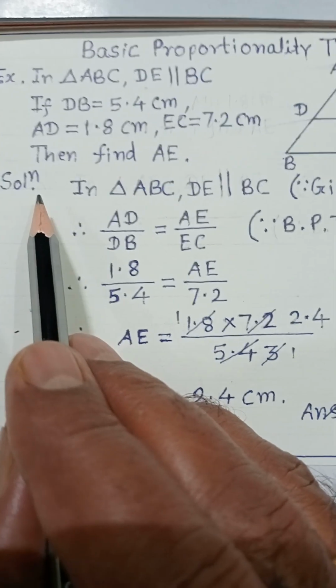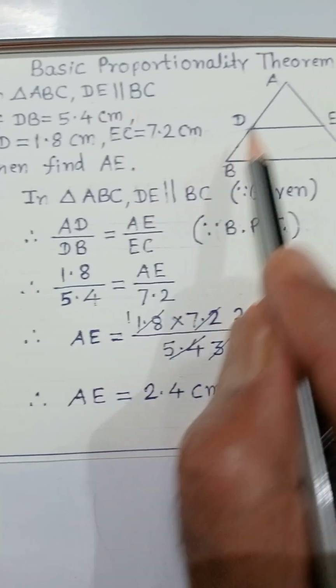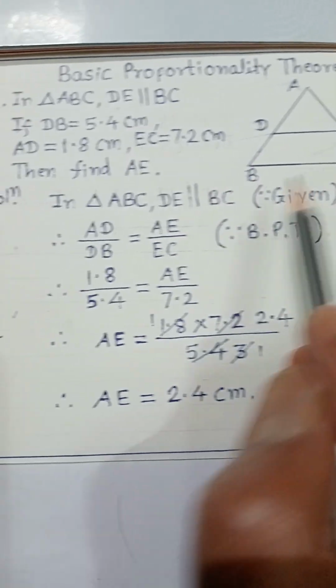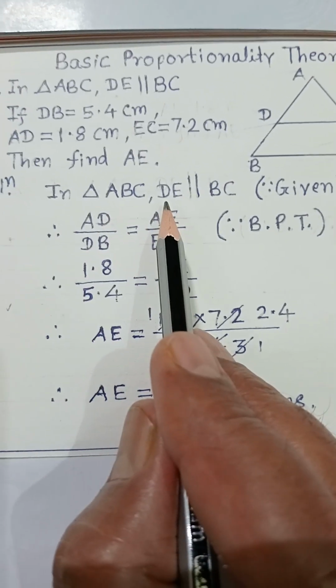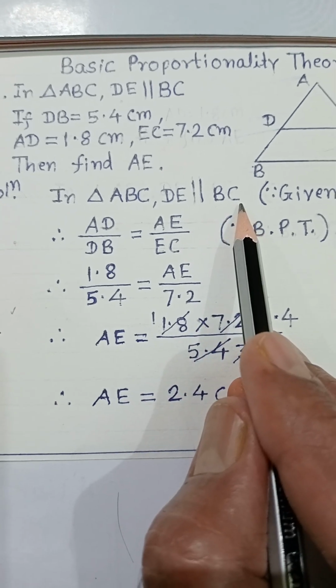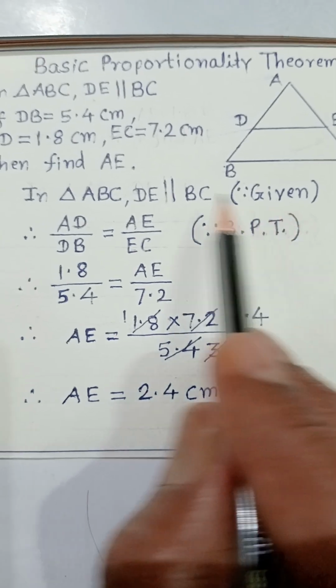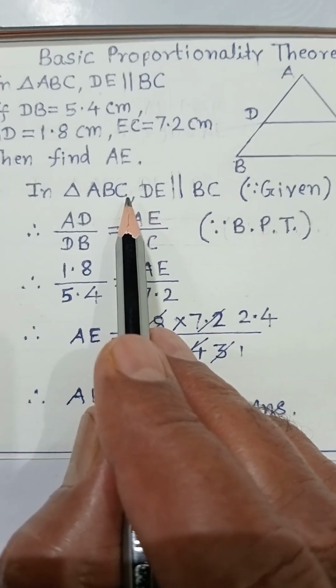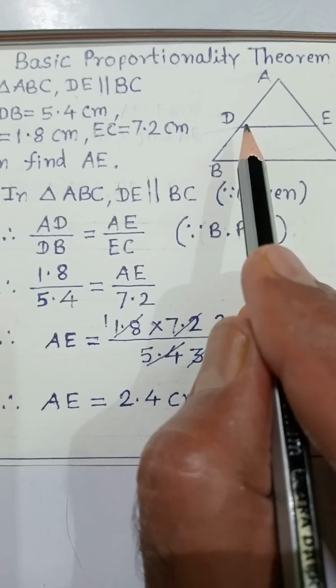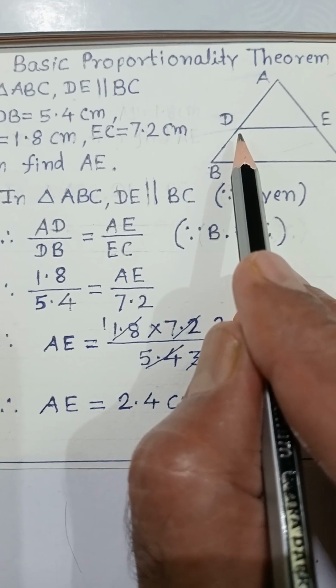Solution: in triangle ABC, DE is parallel to BC. Reason: given. We have to use the basic proportionality theorem. How to use the basic proportionality theorem?